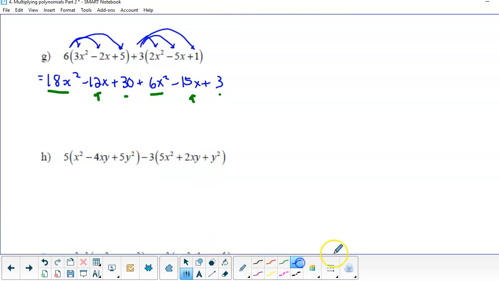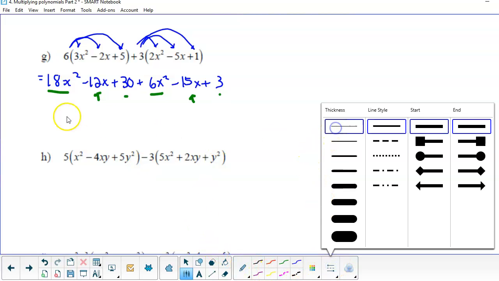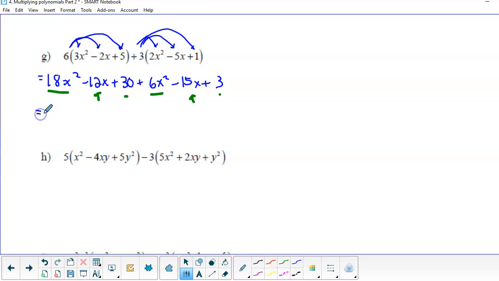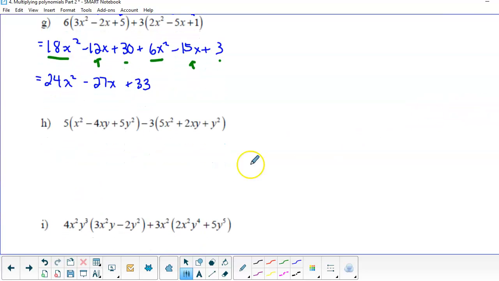Okay, so the x squareds go first, so that's going to be 24x squared. Negative 12x minus 15x is negative 27x. 30 plus 3 is 33. Okay, next one.